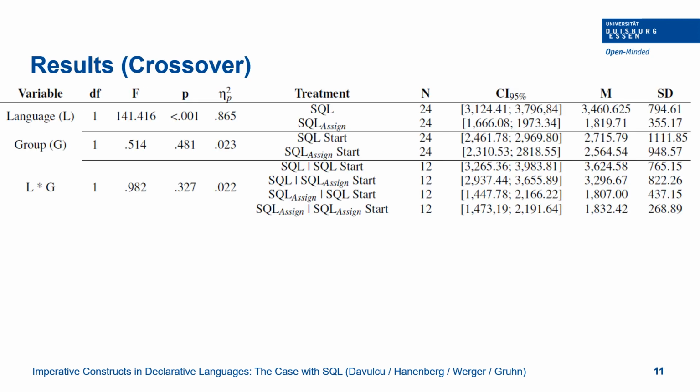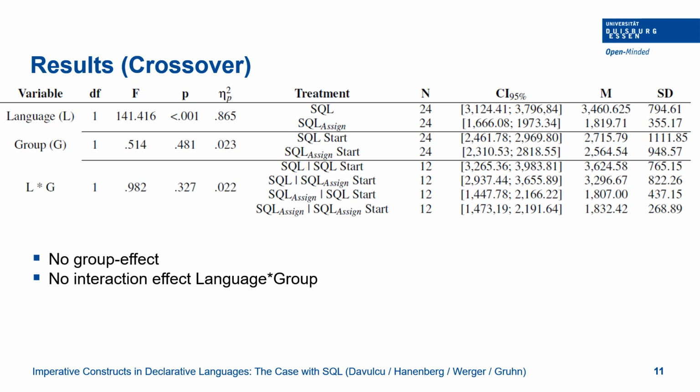So this is the result. As said, we did a crossover trial, which means that we have our main variable, which is language, consisting of the treatments SQL standard and SQL assign. And we have a second variable, which is the group, and we have potentially interaction effects between both variables. In the result of the experiment, first of all, we didn't have any group effect, which means that we do not have an indicator that starting with technique A or technique B had an effect on the result.